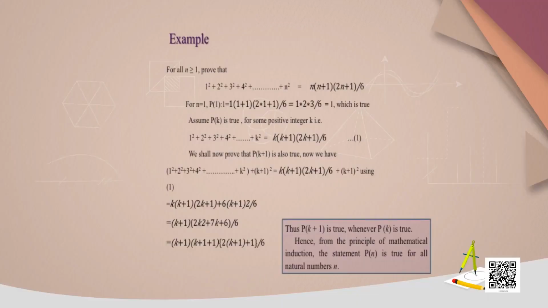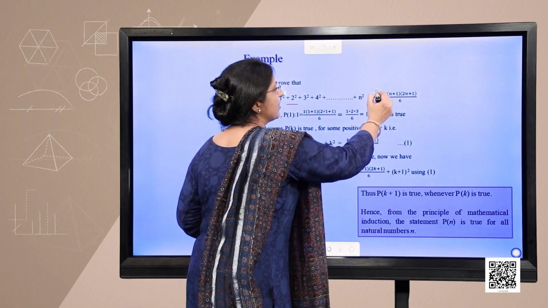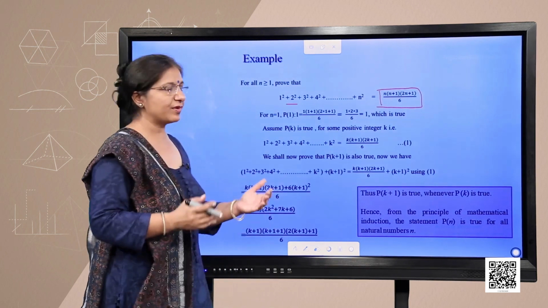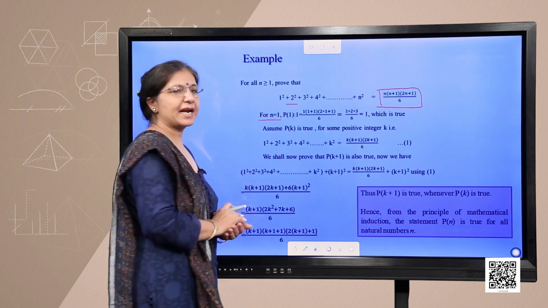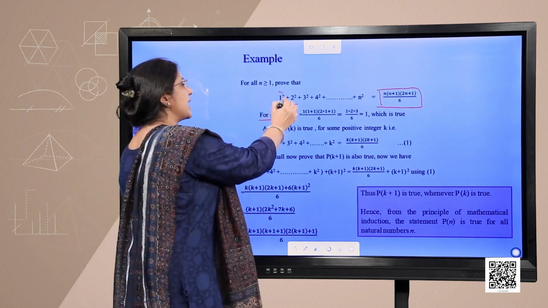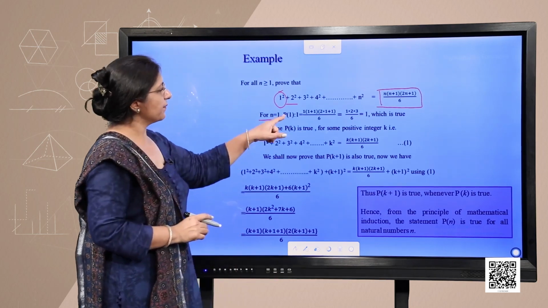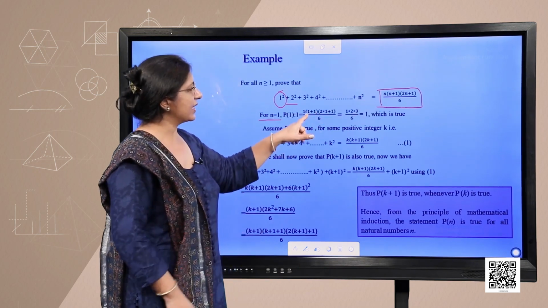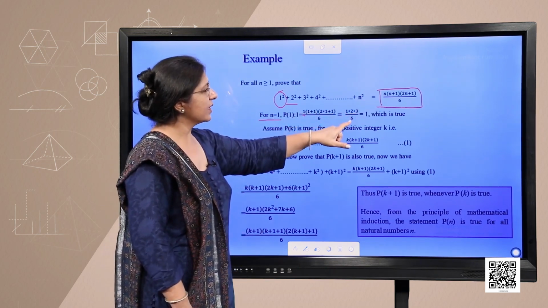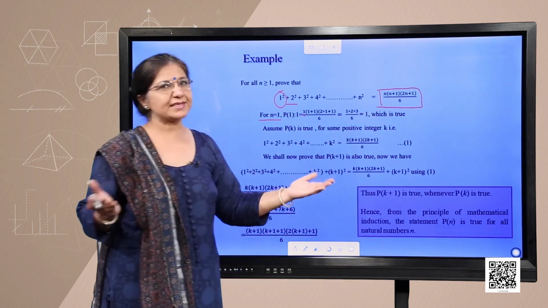Now another example. For n greater than or equal to 0, we need to prove that the sum of squares of natural numbers is equal to n into n plus 1 into 2n plus 1 divided by 6. We already know this formula and we have been using it, but how can we verify it? By mathematical induction. First step, the basic step, that is for n equal to 1, because here our first term is 1. So P1, if we replace n by 1, will give us 1 into 2 into 3 divided by 6, which is 1. So our basic step is true.